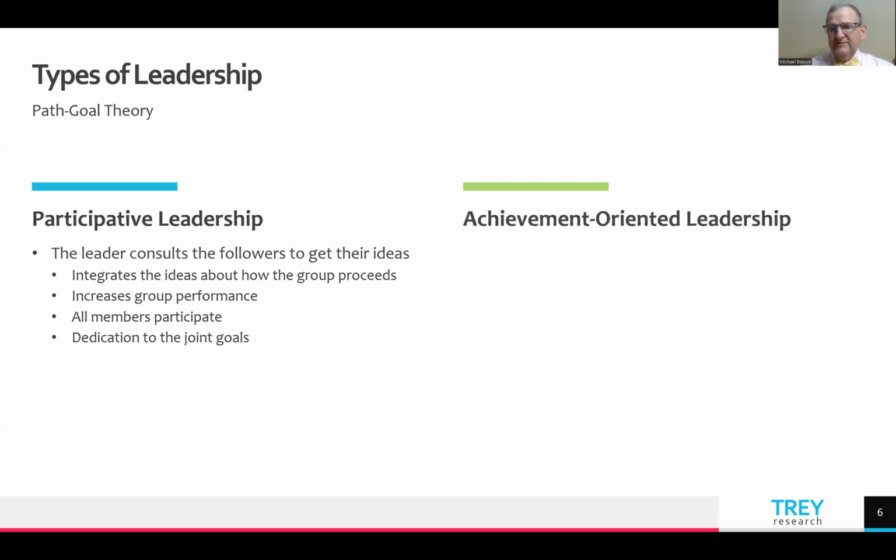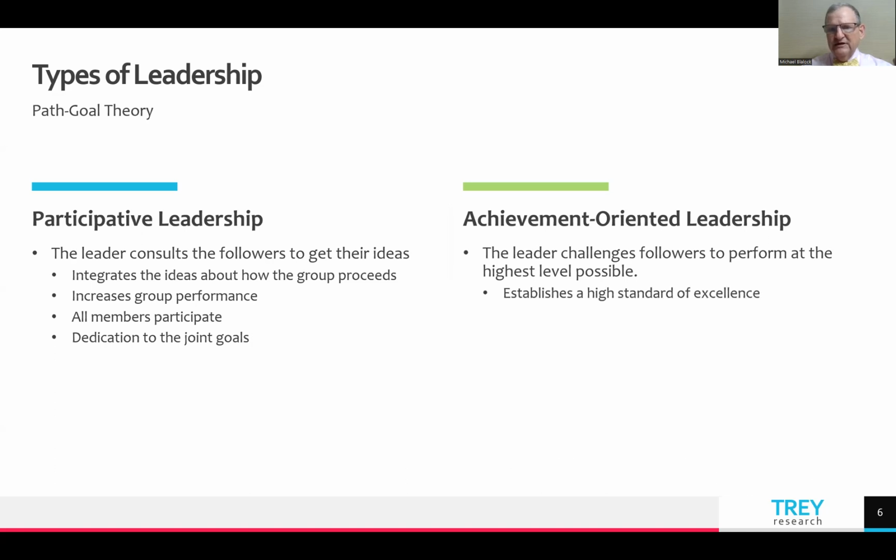And lastly is the achievement-oriented leadership. In this area, the leader challenges the followers to perform at the highest level possible. They set a very high standard of excellence, and they always seek continuous improvement. This high degree of confidence is exhibited in the followers because the leader believes that they can establish and accomplish those goals.